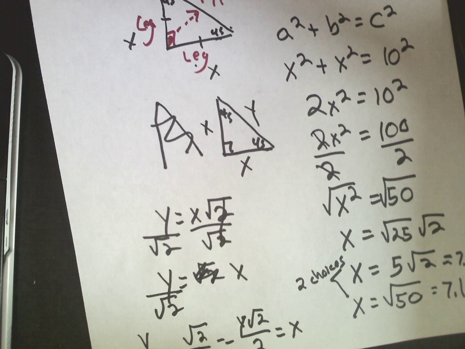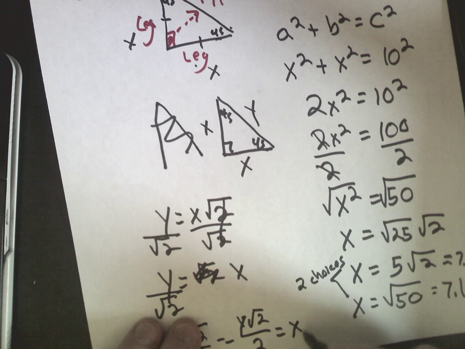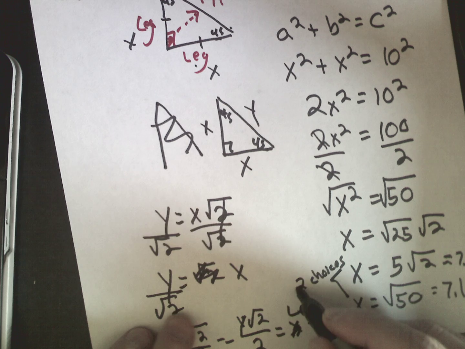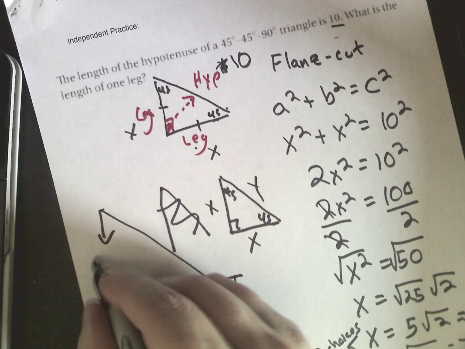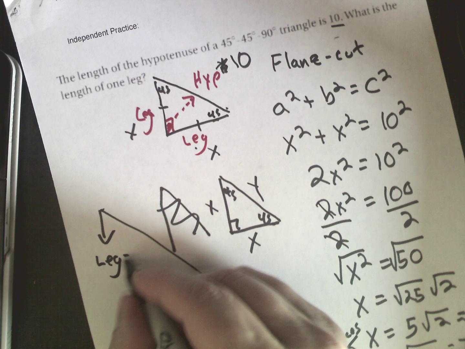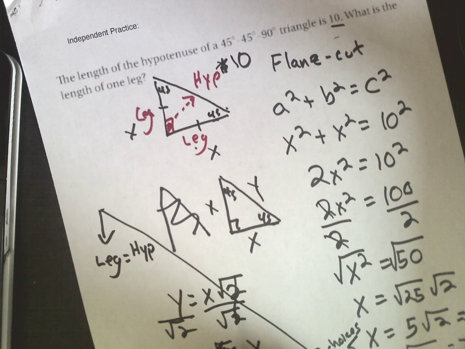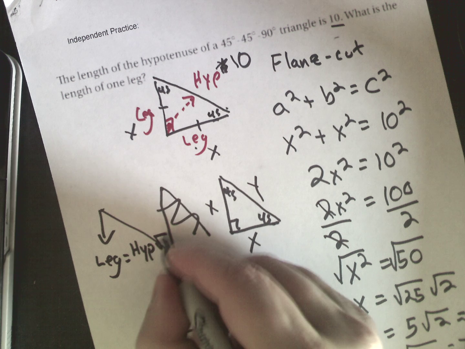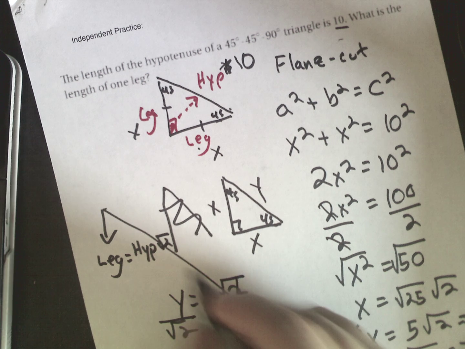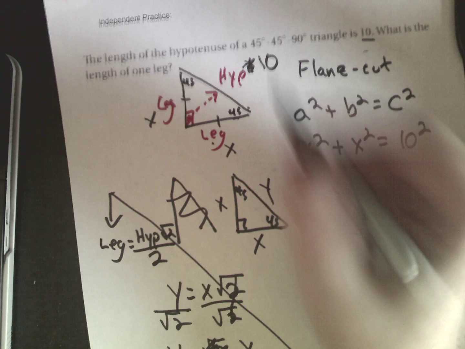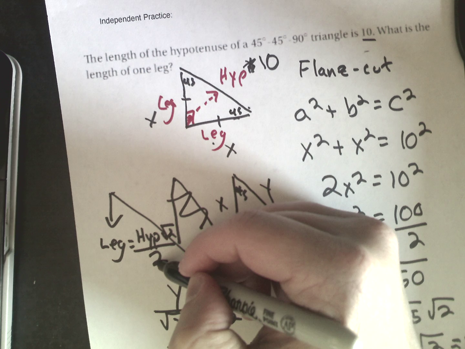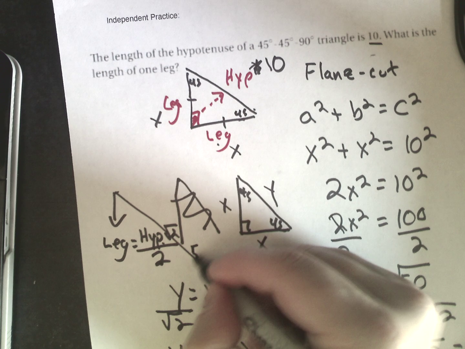Does this sound crazy yet? Yeah. So this means in order to find x, this leg, the leg is equal to the hypotenuse times the square root of 2 divided by 2. And if you look at our problem, if this was 10, 10 divided by 2 is 5. So you get 5 square root of 2.